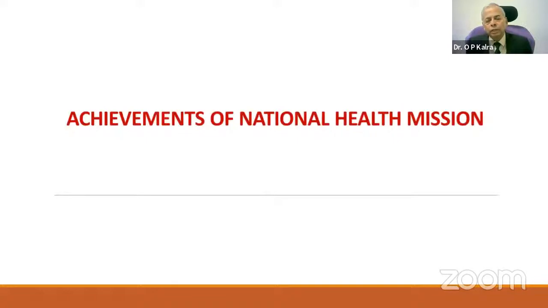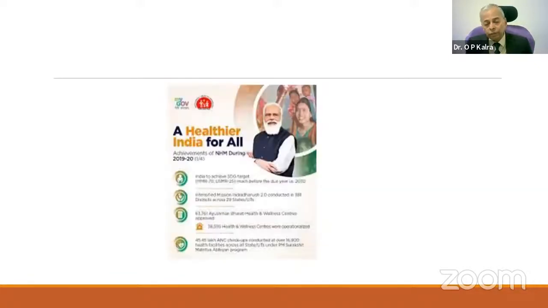Now, there have been several achievements of the National Health Mission as far as these parameters are concerned. Though we have not yet at this stage been able to achieve the targets which have been initially set, certainly we are progressing in that direction. And it is expected that within the next few years, we will definitely be achieving our aim, what was initially said, to ensure quality healthcare for all the citizens so that they are able to lead a socially and economically productive life.